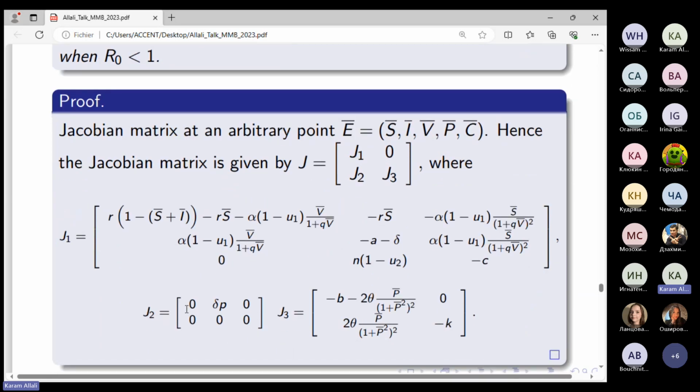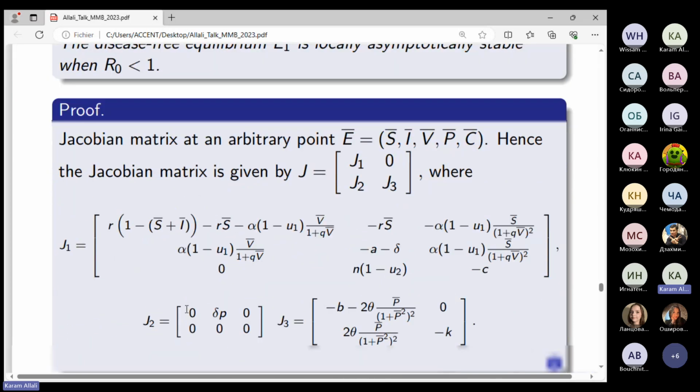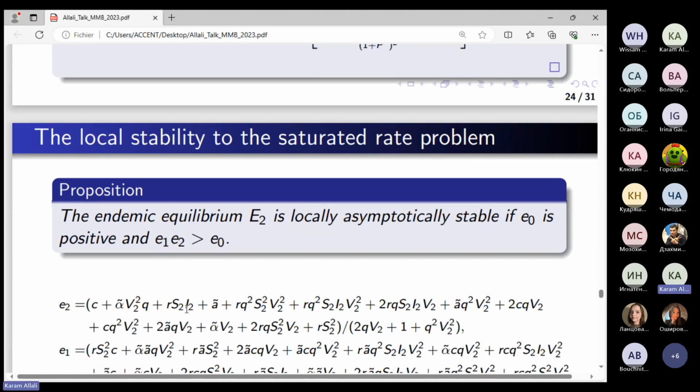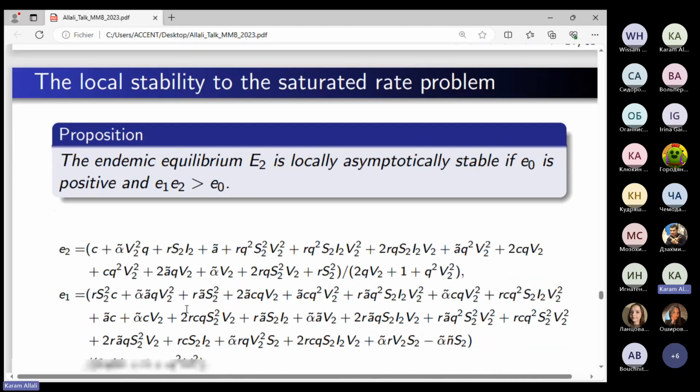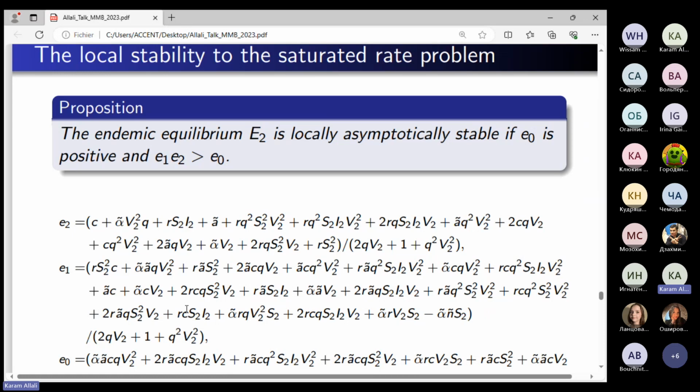If we calculate the eigenvalues, we can see that the G3 eigenvalue is negative, and the G1 eigenvalue is negative when R0 is less than 1. The endemic equilibrium E2 is also locally asymptotically stable. We compute the eigenvalues and the characteristic polynomial, and we have these conditions. These conditions ensure the Routh-Hurwitz condition of local stability, that the eigenvalues have negative real parts.